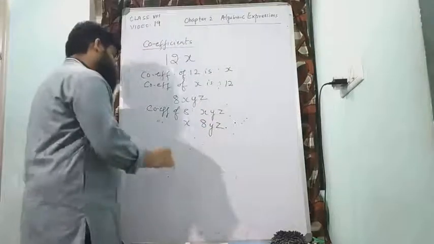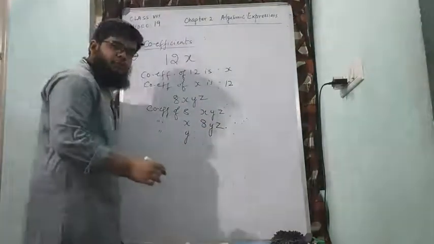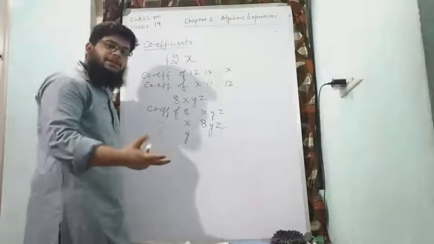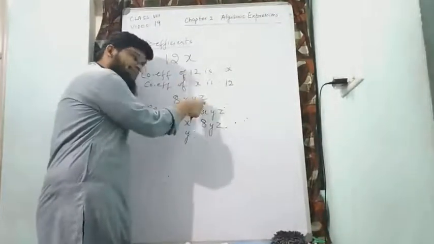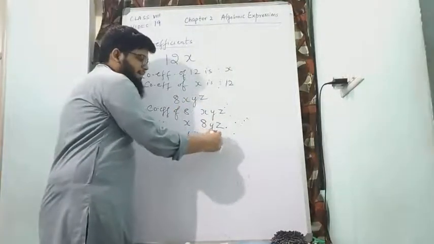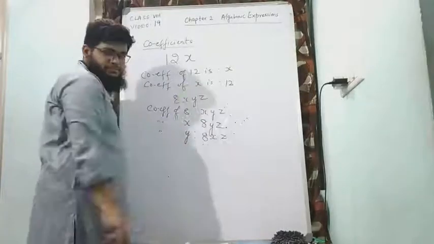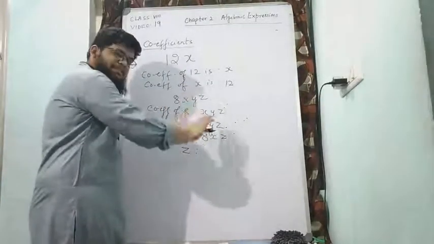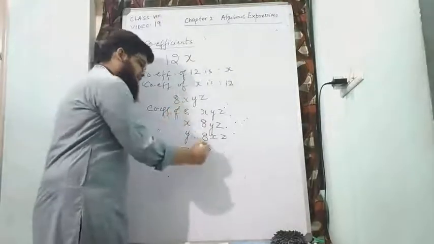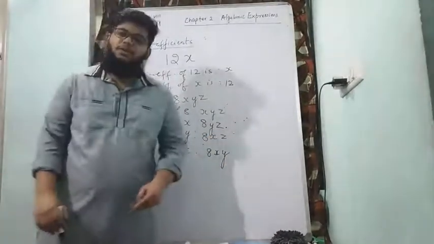So the coefficient of x is 8yz. Okay. So coefficient of y. What will be the coefficient of y? That means leaving y, whatever is remaining. 8 is remaining, x is remaining and z is remaining. So the coefficient of y is 8xz. Similarly, what will be the coefficient of z? That means leaving z, what is remaining? 8xy. Okay. So this is called coefficients.